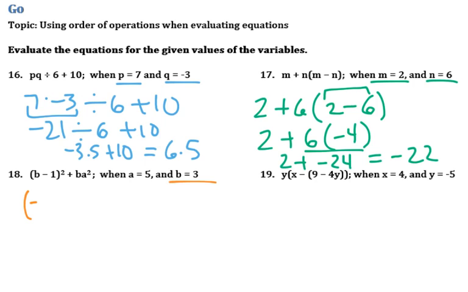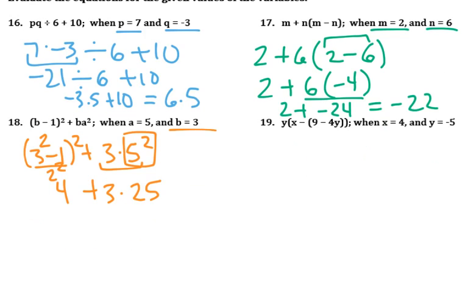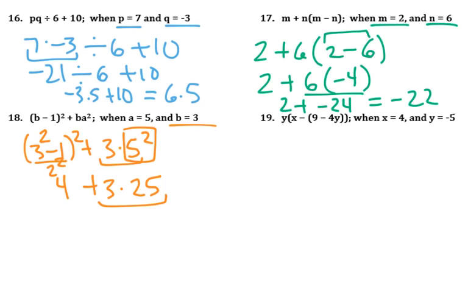Number 18, for b we got 3, so 3 minus 1 squared plus 3 times 5 squared. Now, this one's kind of tricky. Because this whole thing is in parentheses, I would square that 5. It would be 25, so 3 times 25. Inside this parentheses, we deal with that before squaring. So that would be 2. 2 squared is 4, so we have 4 plus 3 times 25. 3 times 25 would give us 75, plus 4 gives us 79. Just follow an order of operations.